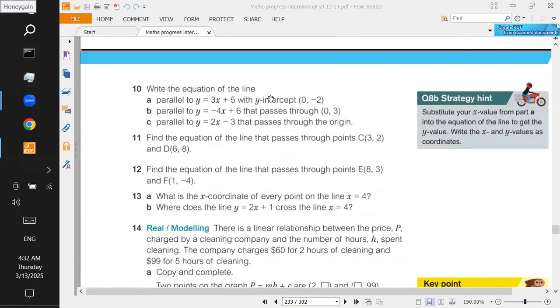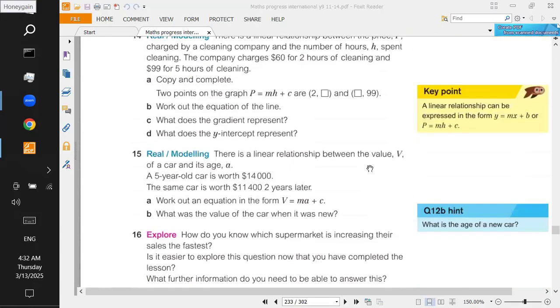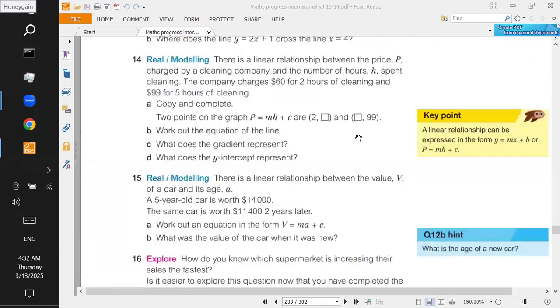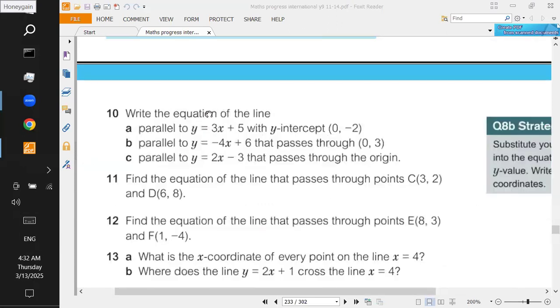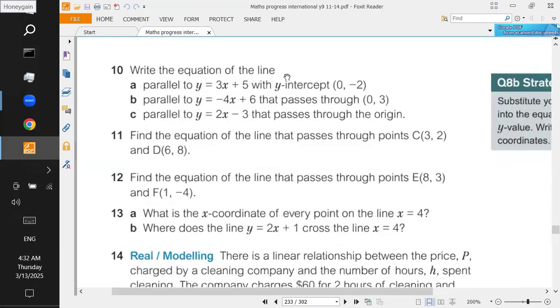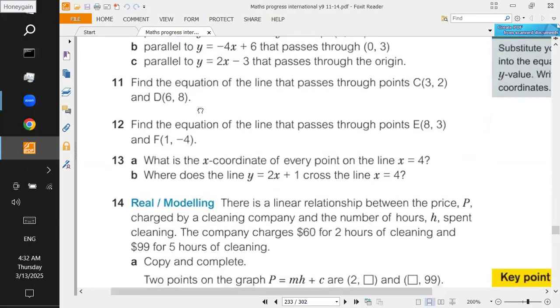Other questions will tell you to write equations of lines. These questions are very important. These are the last questions for this lesson, so let's focus on them, okay? Basically, they will give you 2 points, and they will tell you to write the equation of the line that passes through the points. Here, let's start with question 10: find the equation of a line which is parallel to this one. We already did the parallel ones in the last lesson. So let's do question 11.